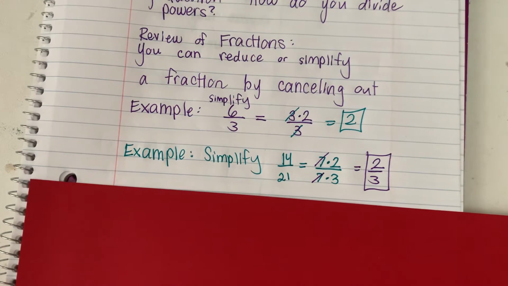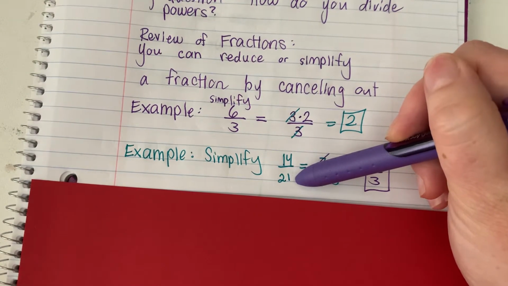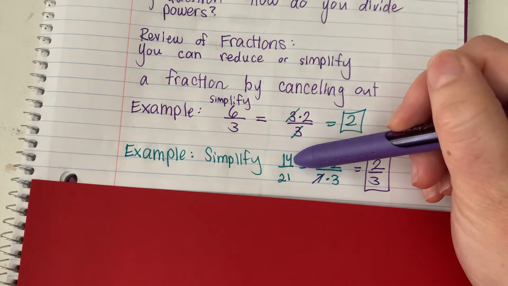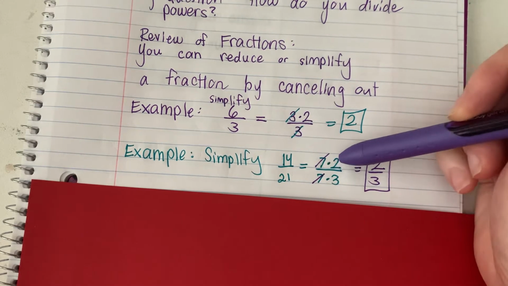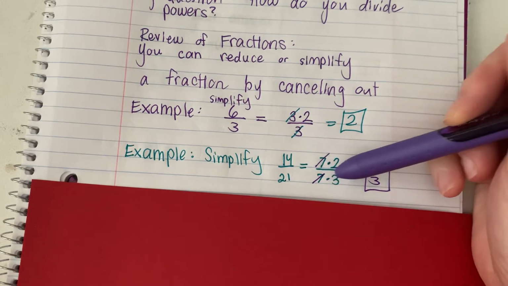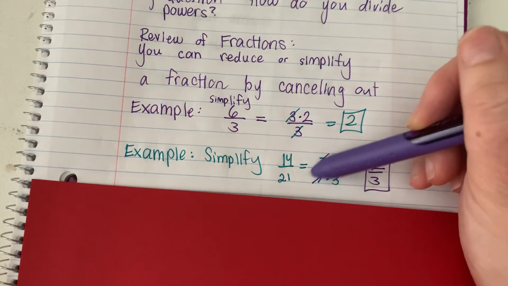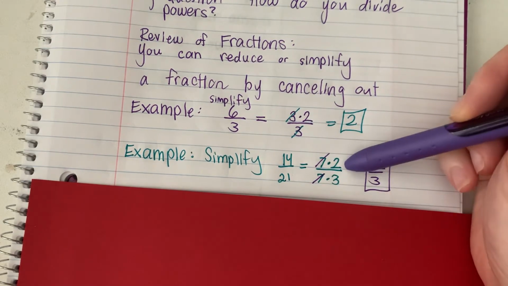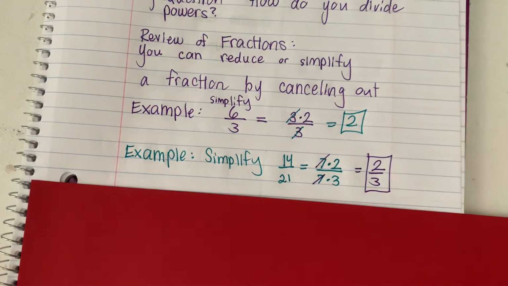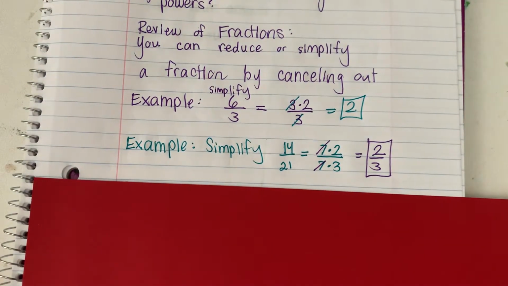Let's look at another one. This one is 14/21. So let's split up 14. 14 is the same as 7 times 2. 21 is the same as 7 times 3. What is the same here? The 7's. So we can cancel those out, and we're left with just 2/3. We're going to use this tactic today.